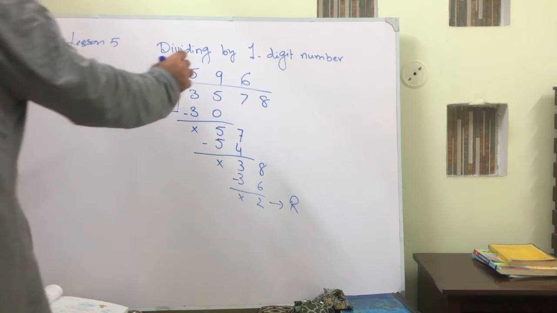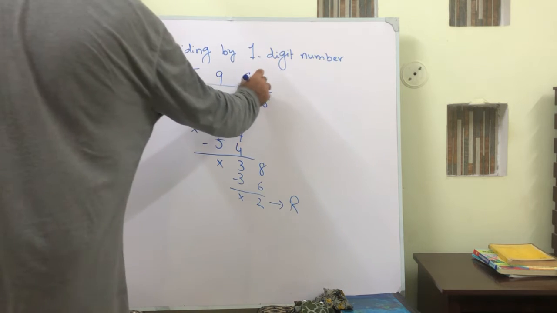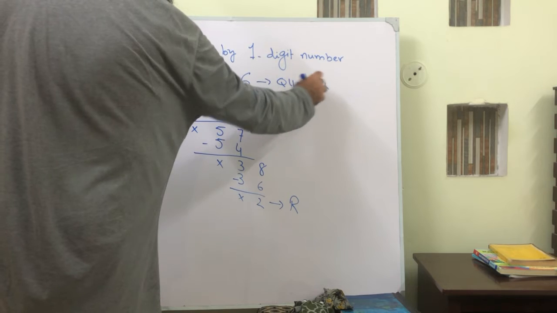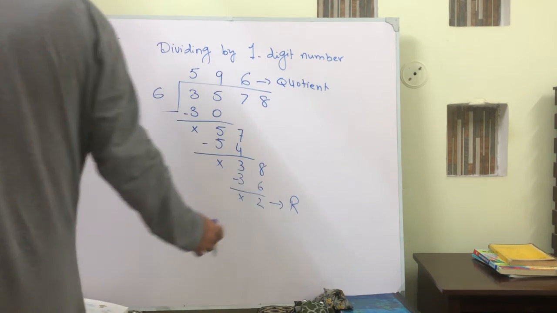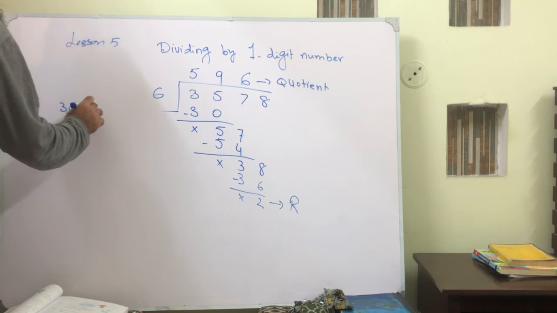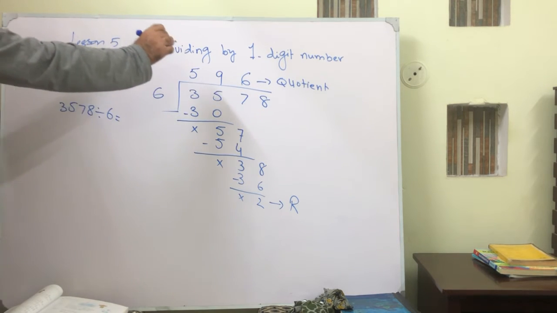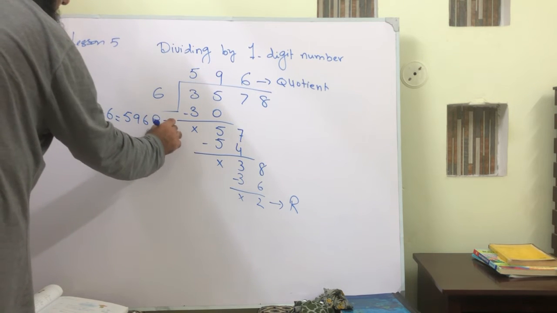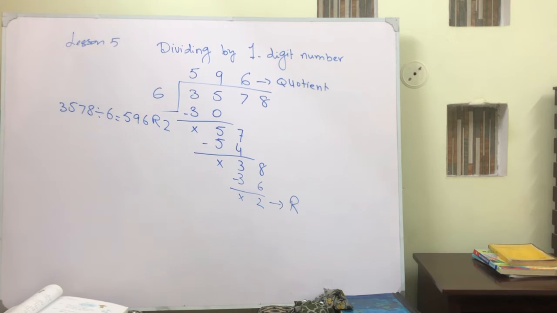Okay. So this one is the quotient. The answer is called the quotient. This is the answer 596. And we have R as remainder. So we can say that when we divide 3578 by 6, we get the answer 596 with remainder R 2. Remainder is 2. So we can write it this way. Okay, so this was all about this question.